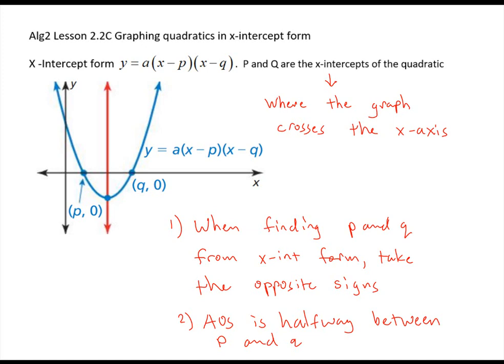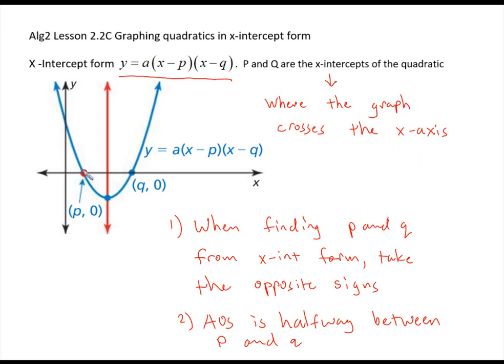Algebra 2, lesson 2.2c, graphing quadratics in x-intercept form. So x-intercept form of a quadratic is y is equal to a times (x minus p) times (x minus q). So the p and the q values are the x-intercepts of the quadratic, right? If you recall, x-intercepts tell you where the graph crosses the x-axis.